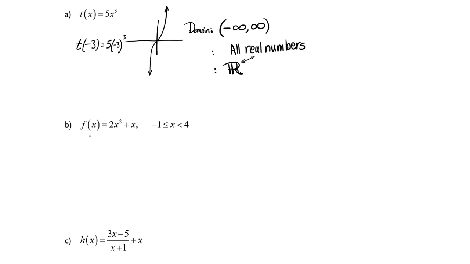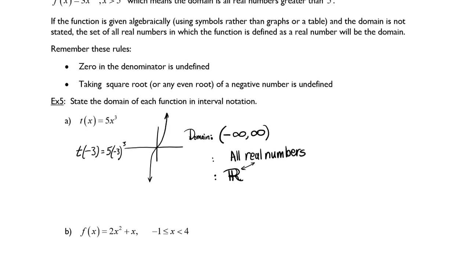In example B, we have f of x equals 2x squared plus x on the interval from -1 to 4. There are two different ways you could think about this. You could look at it and say, well, any number that I put in between -1 and 4 as an input or a domain value will give me a real output or range value. And so there are no restrictions on my domain other than what's listed.